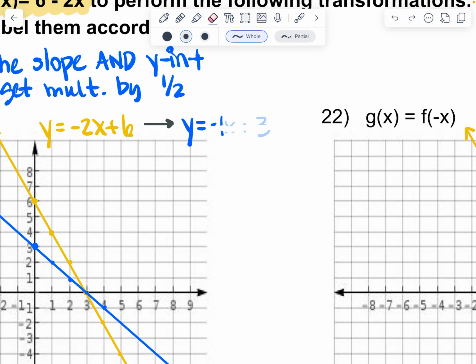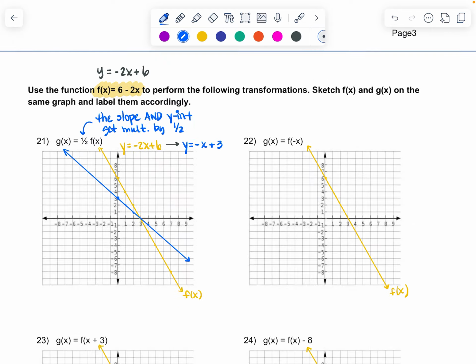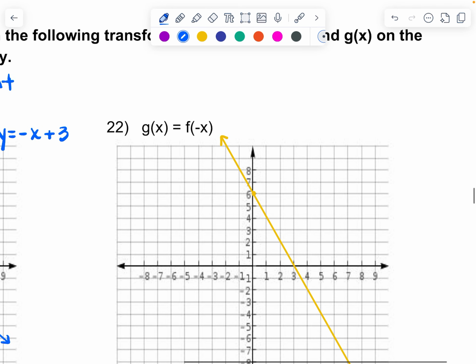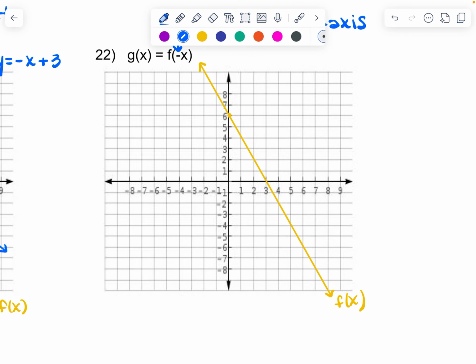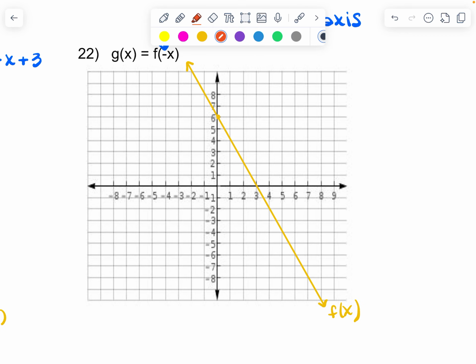All right, let me write this a little better. Okay. All right, on number 22. So now it has the negative multiplier on the x, which means this is a reflection over the y-axis. So if you just want to graph that right now, here's the y-axis right here. That's my mirror, basically. So all the points on this side need to go to that side, and all the points on that side need to go to that side, right? Because you're reflecting it over the y-axis.